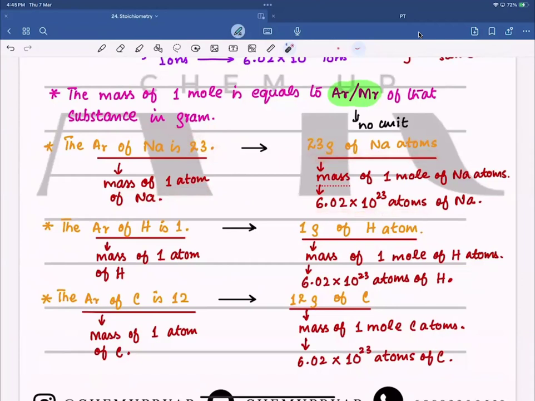For example, we just discussed hydrogen is 1. So it means how many atoms of hydrogen? 1. But if I'm saying 1 gram of hydrogen, now we are talking about this much atoms, not one atom. For example, the AR of carbon is 12. So it means it's the mass of 1 atom of carbon. But if I'm saying 12 gram carbon, then it means it's the mass of 6.02 exponent 23 atoms of carbon. Is this clear?